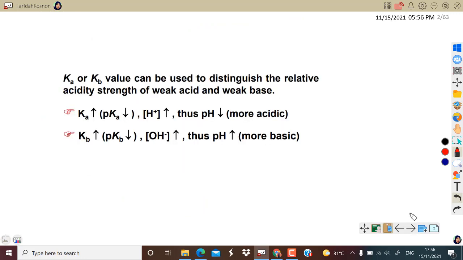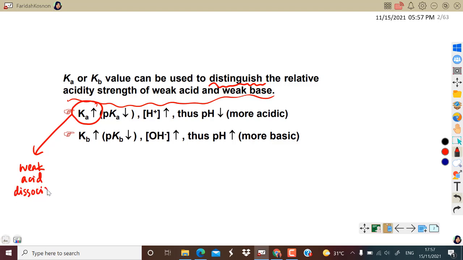Okay, by using Ka and Kb values, okay, we can distinguish ataupun bezakan. Distinguish means differentiate. Okay, the relative acidity strength of weak acid and weak base. So what is Ka? So saya pernah sebut dalam kuliah. Ka is weak acid dissociation constant. While Kb, okay, it is the weak base dissociation constant.